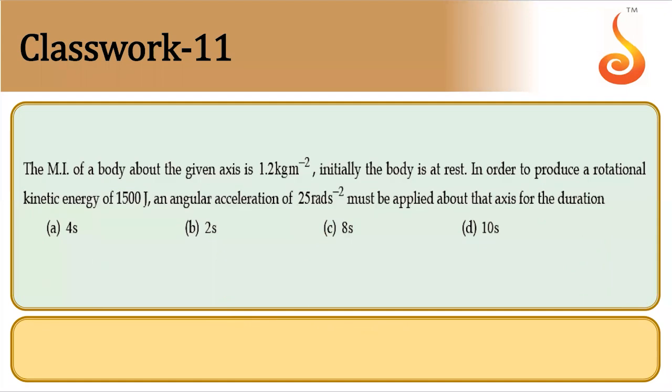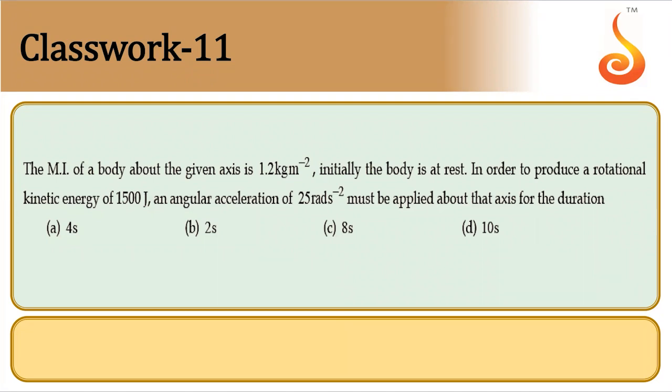Moment of inertia of a body about a given axis is 1.2 kg meter square. Initially, the body is at rest. In order to produce rotational kinetic energy of 1500 joule, an angular acceleration of 25 radian per second square must be applied about the axis for the duration: 4 seconds, 2 seconds, 8 seconds, 10 seconds. So for what time should the acceleration act?